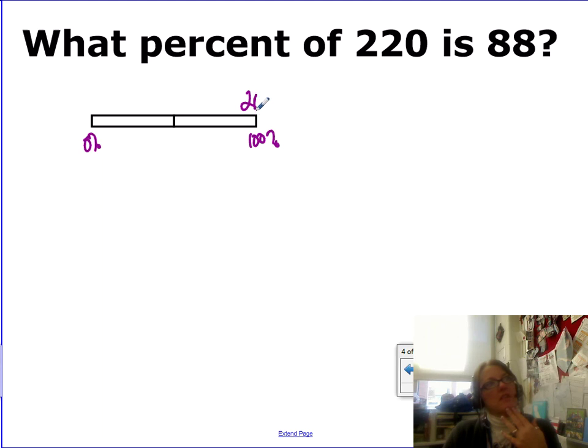220 is my number, 220. So that's the whole thing, okay? 100% of 220 is 220. There we go. All right, here would be 0. So in the middle here, this would be about 110. Okay, that's halfway. That's 50%.